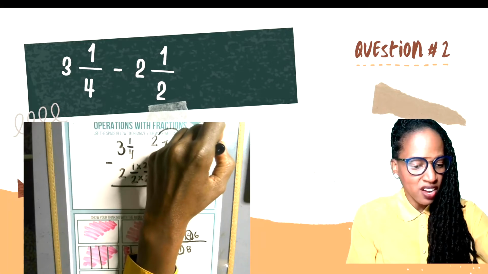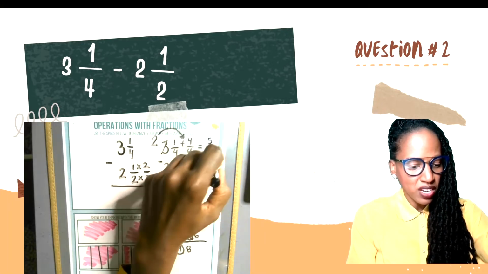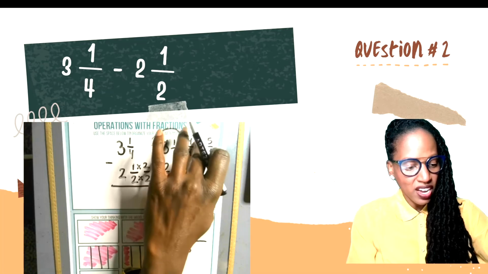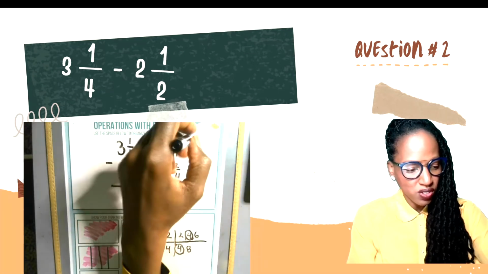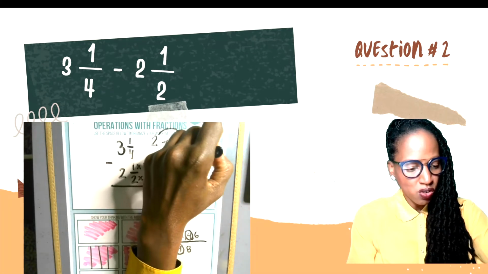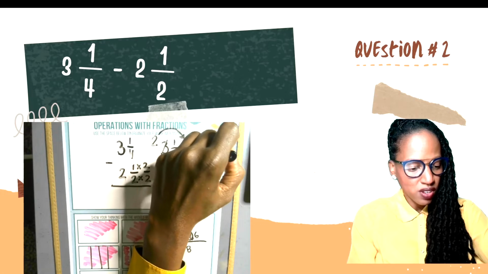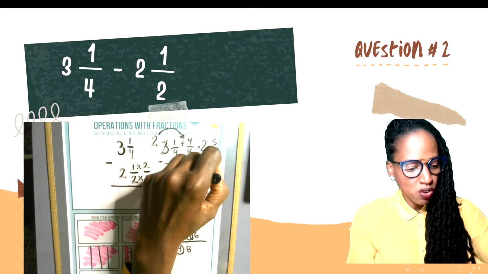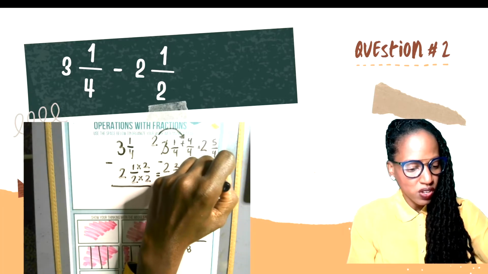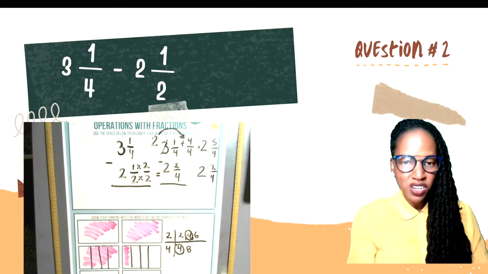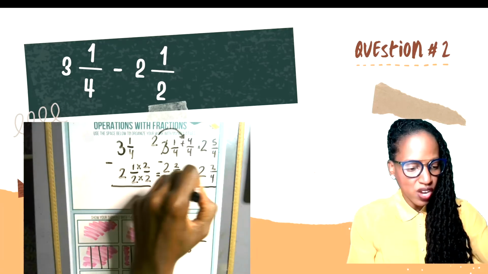these. So now I have 2 and 5 fourths, 2 wholes and 5 fourths. And over here I have 2 wholes and 2 fourths. Now I notice my denominators are the same size. I can go ahead and subtract, okay?